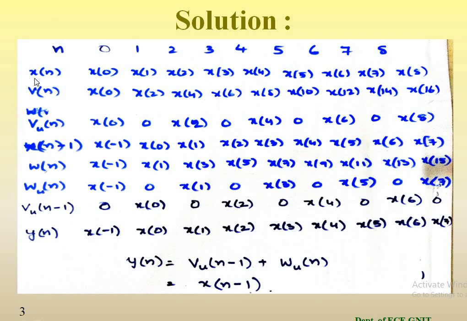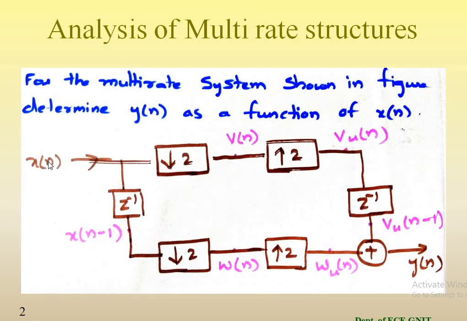Let us identify some x of n which has its amplitude values ranging from n is equal to 0 to somewhere 8: 0, 1, 2, 3, so on until 8. I consider the magnitudes of that x of n at these time instances equal to x of 0, x of 1, x of 2, so on until x of 8. This serves as the input for us. Now I supplement this particular system with this input x of n, and I am trying to calculate v of n.